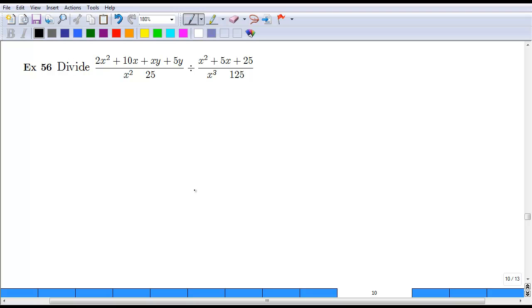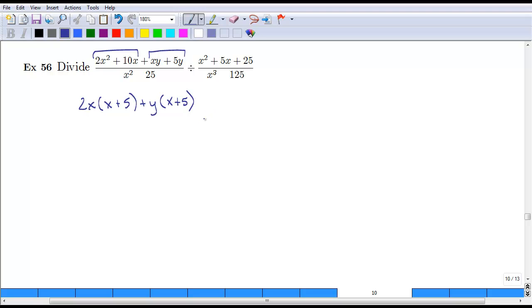We have a few more examples. This next one is a little bit trickier, but not too bad. We need to look at our method of factoring by grouping because we have 4 terms here. Now, if we group the first two, we have a 2x in common, and we're left with x plus 5. If you group the second two, they have a y in common, and you're left with x plus 5.